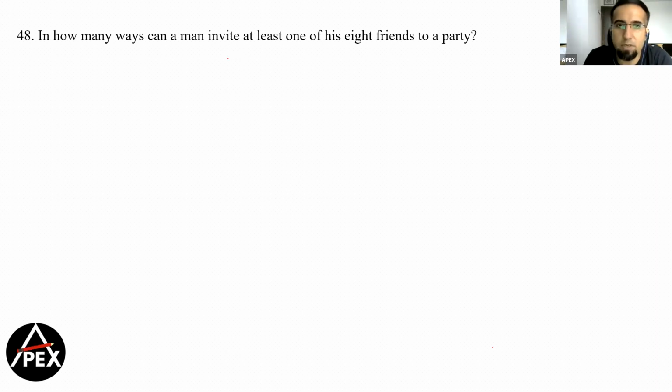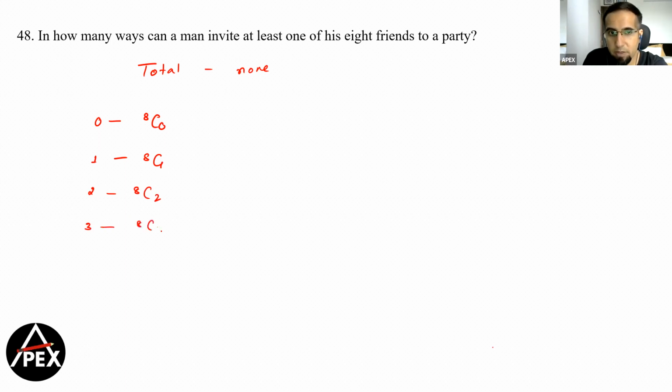Yep. In how many ways can a person invite at least one of the 8 friends to his party? Now, at least one, in one case, you can say that is total minus none. Let's understand, guys. If I'm inviting no friend to my party, that is done in 8C0 ways, which is also considered as one way. If I'm inviting one friend, that is 8C1. If I'm inviting two friends, that is 8C2. If I'm inviting three friends, that is 8C3, and so on.